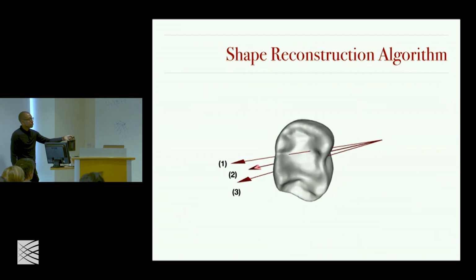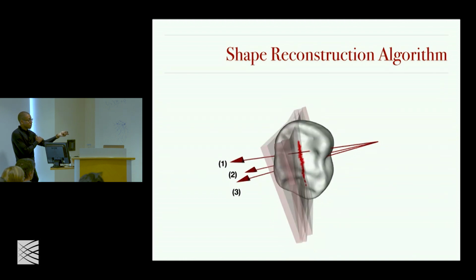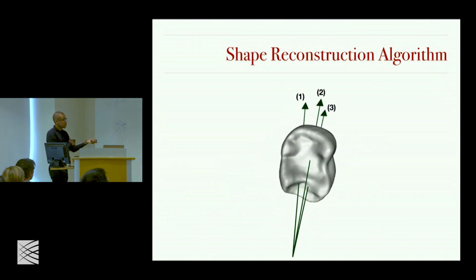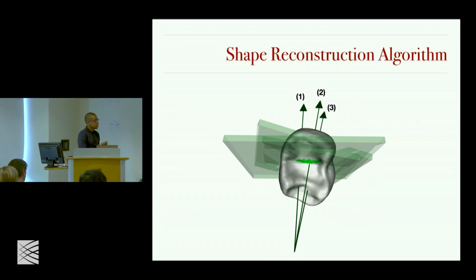I take my cone of directions. There are planes that come across them, and I just take the union of those planes to find those edges, those vertices that actually matter, right? I can do the same thing in any direction, and I take those. And at the end of it, I have this nice reconstructed shape.